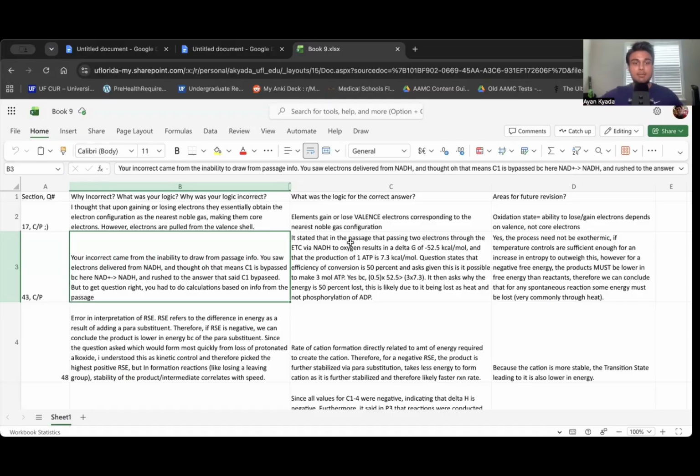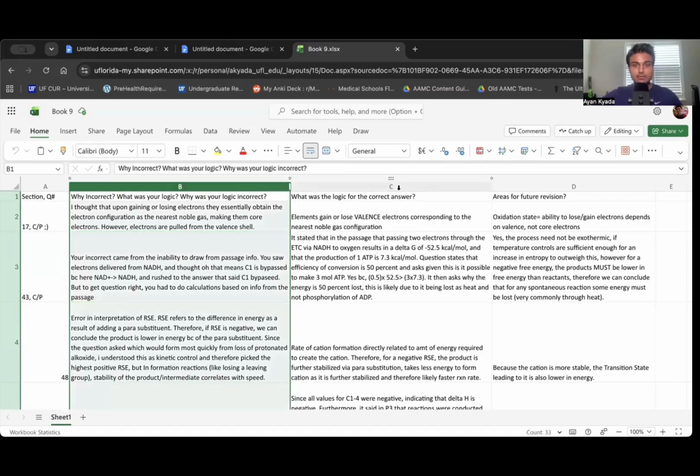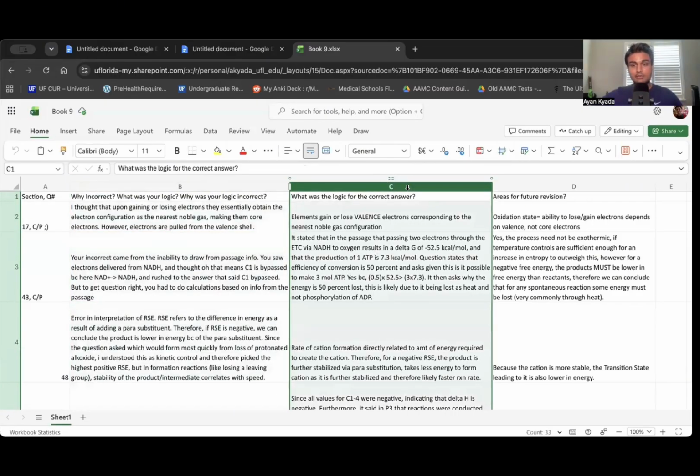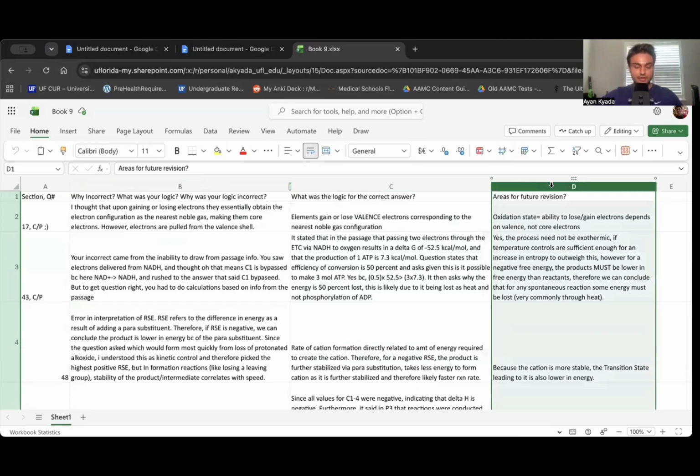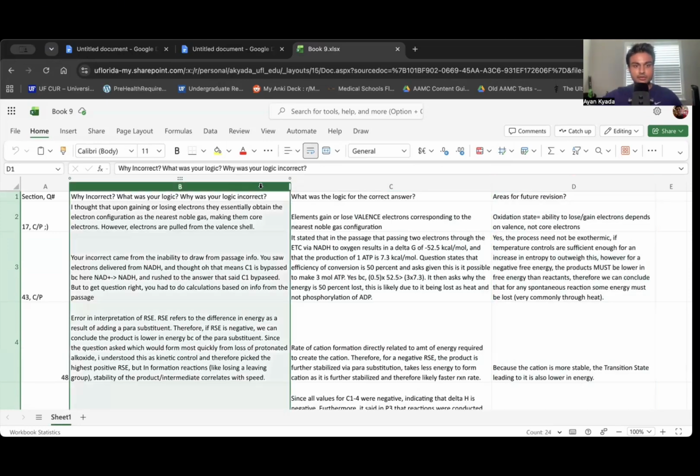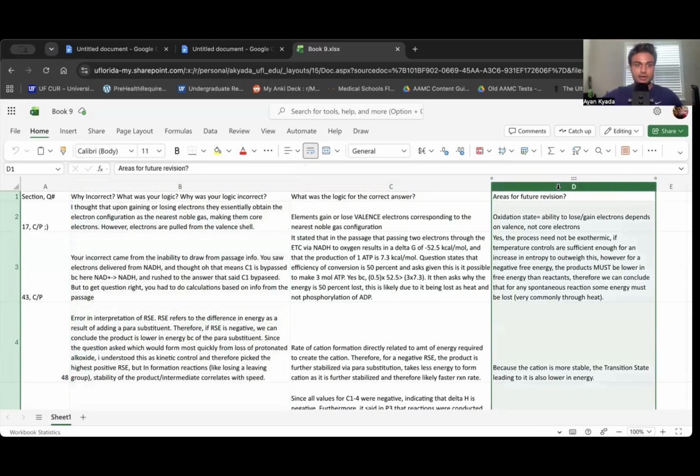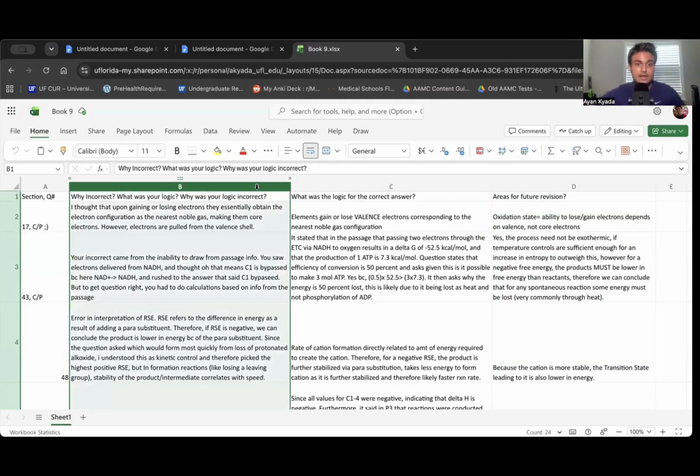So the way I broke down my full length reviews was into 3 columns: the why incorrect column, the logic for the correct answer column, and the areas for future revision column. The first column and the third column are very closely related, and you'll see what that means as I continue to explain. So the first column delves into why incorrect. Specifically, what was your logic and what made your logic break down?